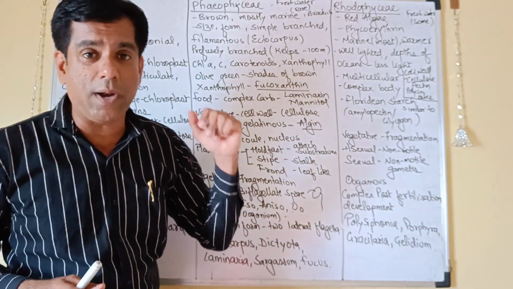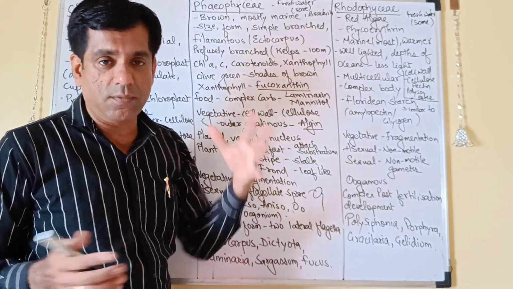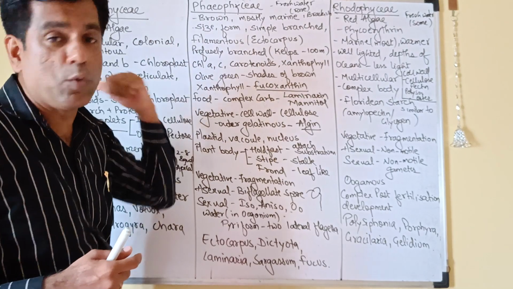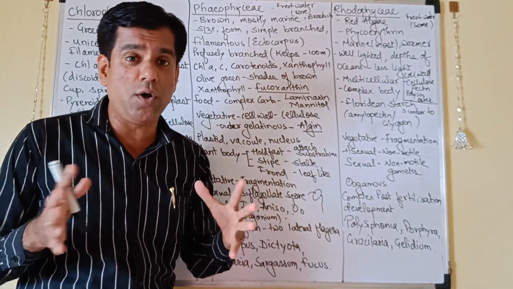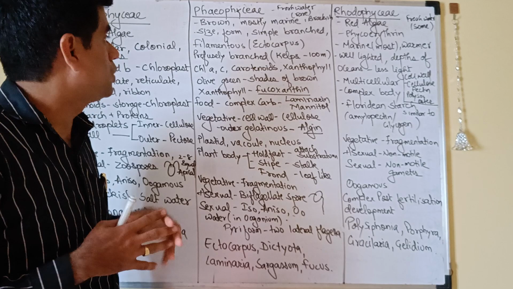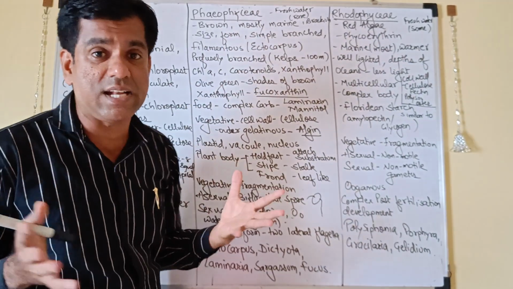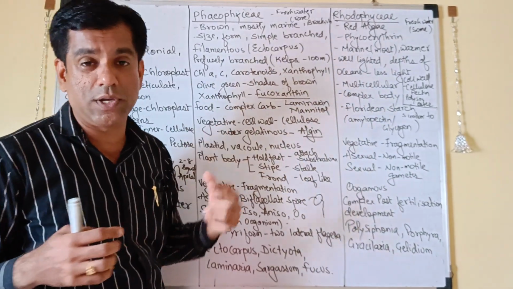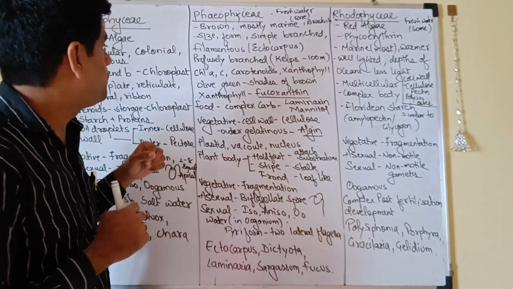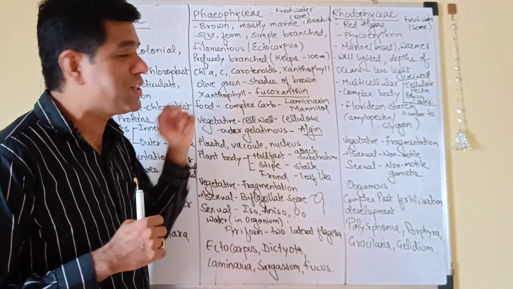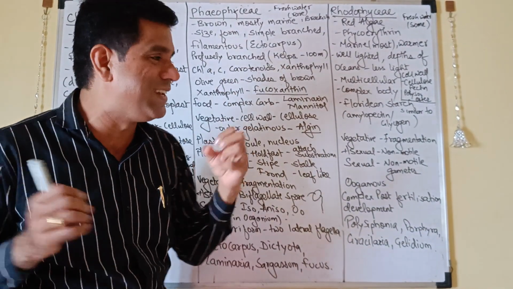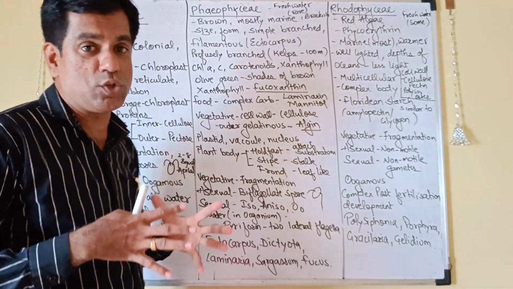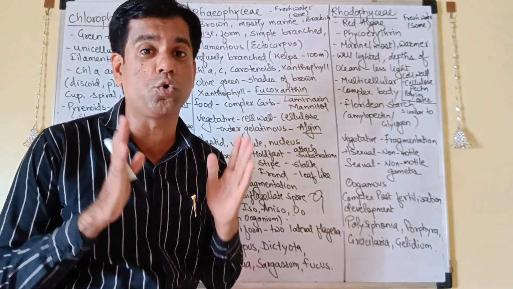Coming to Phaeophyceae, the brown one. They are rare in fresh water; they are found mostly in brackish water and marine water. They are brown algae. They have various sizes and forms, right? So they may be simple branched, they may be filamentous like Ectocarpus. You have profusely branched structures like kelps, which may go to around 100 meters. They have chlorophyll A, C, carotenoids and xanthophylls. A lot of color range, from olive green to different shades of brown. This depends on the xanthophyll pigment which they have, that is fucoxanthin.